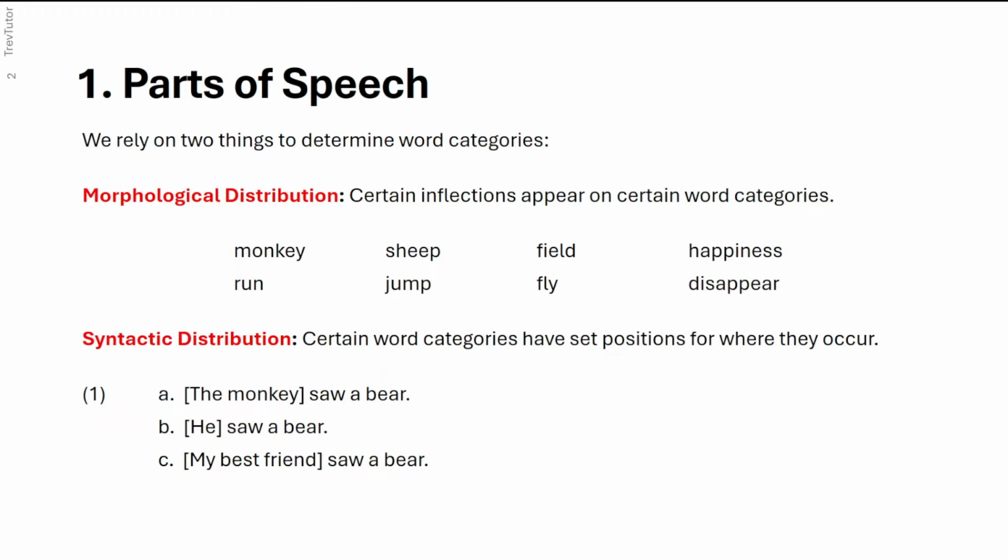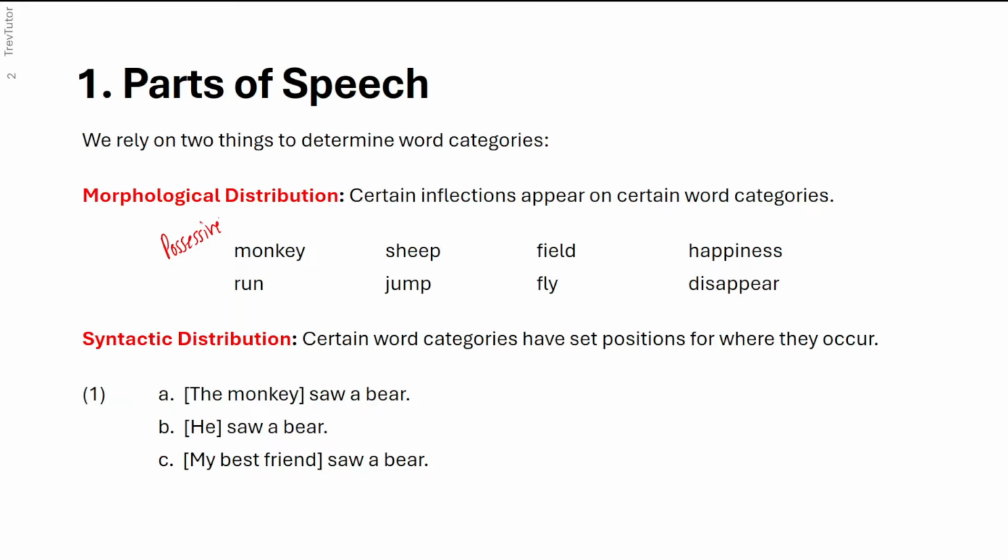So we're going to start with parts of speech. And when we want to determine a word category, we really need two or three things to determine it. The first one is morphological distribution. So this is taking a look at the different inflections that can appear on word categories. For example, we know that monkey, sheep, field, and happiness are a different category than run, jump, fly, and disappear, because everything in the first row can take possessives on it.